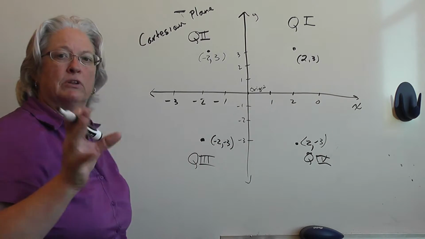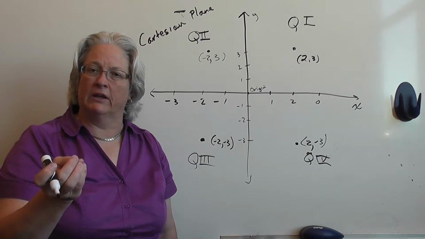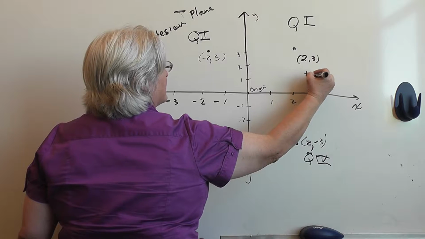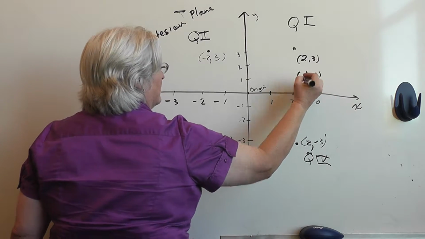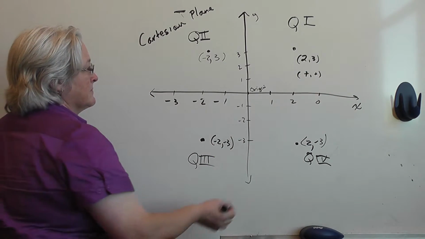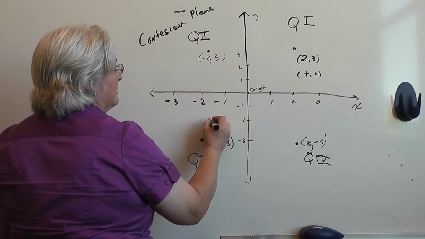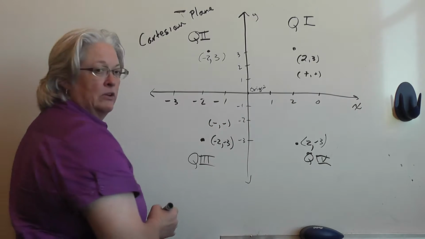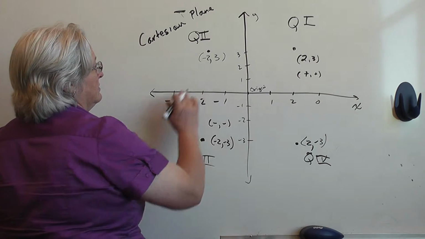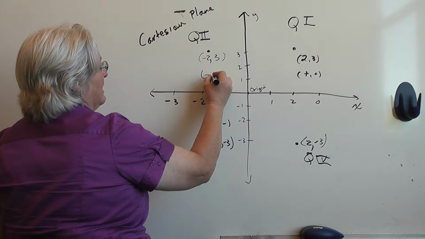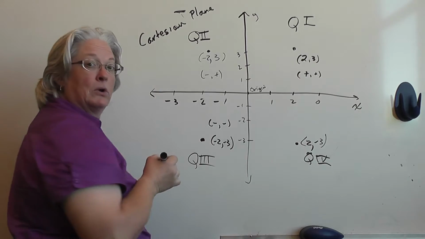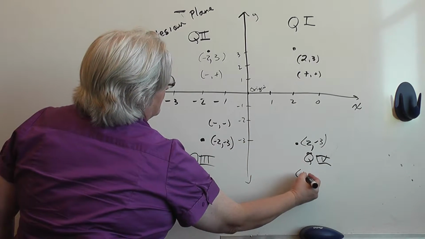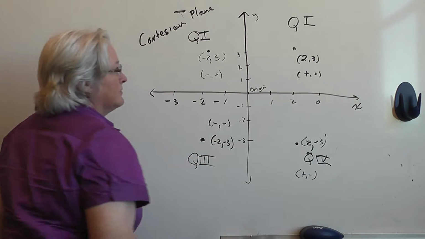And I want you to see the relationship between the positive and negative values. In the first quadrant, both the x value and the y value are positive. In the third quadrant, both the x value and the y value are negative. In the second quadrant, we have negative, positive. What do you think we're going to have in the fourth quadrant? Right, it reverses again. You have positive, negative.